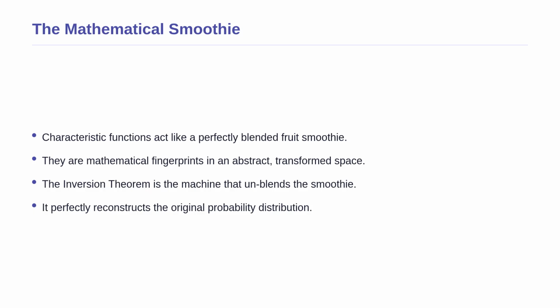It is a mathematical fingerprint that uniquely represents a probability distribution, but it exists in a transformed, abstract mathematical space. The inversion theorem is the magical machine that unblends the smoothie. It acts as the ultimate forensic tool, taking that mathematical fingerprint and perfectly reconstructing the original probability distribution, allowing us to safely return to real-world probabilities.